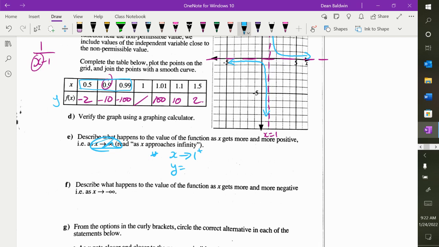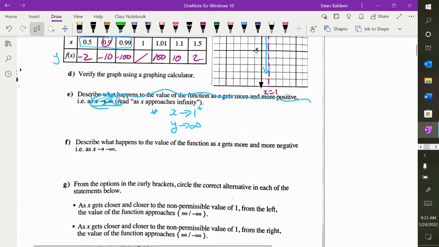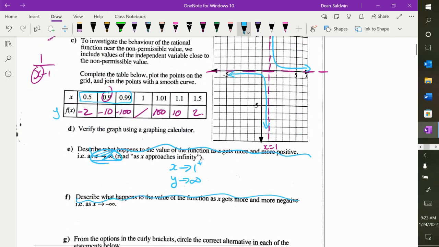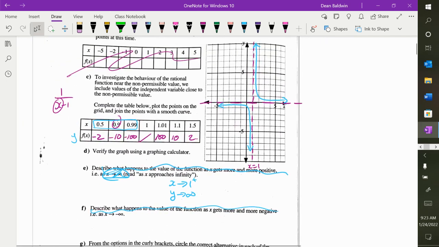As x goes to 1 from the positive side of 1, which is the right side of the graph, y goes to infinity. It doesn't equal, it goes to. The calculus notation is the plus on the 1 and the arrow. So we're bordering on limits here, but that's okay. You're going to see it in calculus. I'll reteach it to you. I just want you to understand that as we get closer to 1 from the positive side, the y values shoot up to infinity.